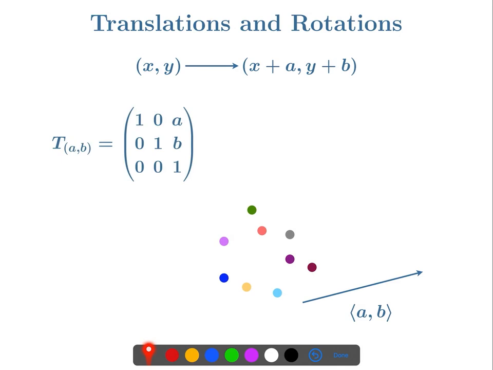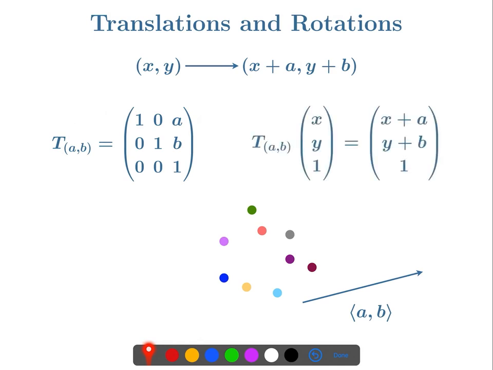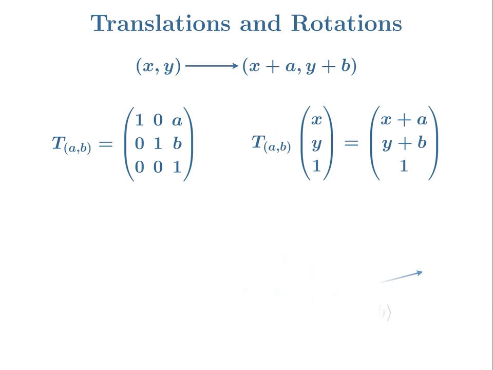We're going to be using this matrix when we talk about translations, and it has the nice property that if I multiply this matrix by (x, y, 1) on the right, it's just going to give me the result of the translation: (x + a, y + b, 1). And we can see that with a direct computation.